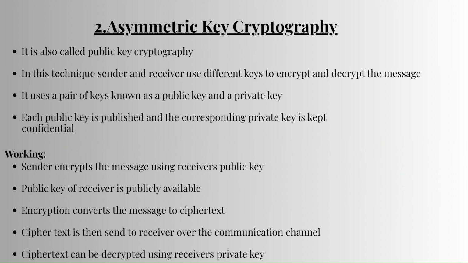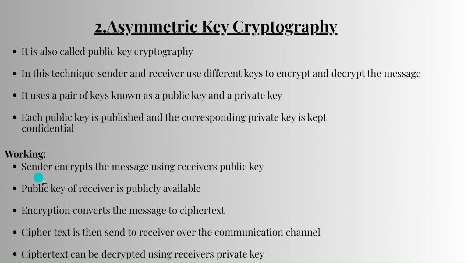Asymmetric key cryptography, as the name suggests, uses two types of keys: one is a private key and the other one is a public key. So it is also called public key cryptography, where the receiver and sender use different keys, but these keys are interrelated to each other. One key is called the public key and the other one is called the private key. Each public key is published and the corresponding private key is kept confidential. So the public key is publicly available to all people, and the private key is kept confidential.